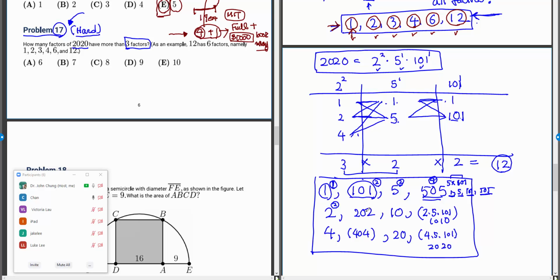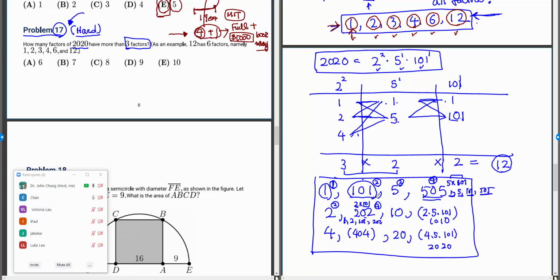Yeah. 202: what are its factors? This is 2 times 101, right? So it has 1, 2, 101, and 202. Also every number has 1 as a factor, right? 1, 2, 101, and the whole number 202. This is also 4 factors, right? What does that mean?